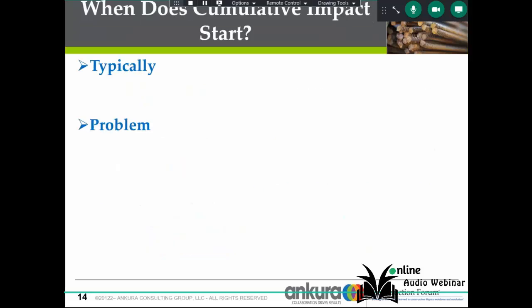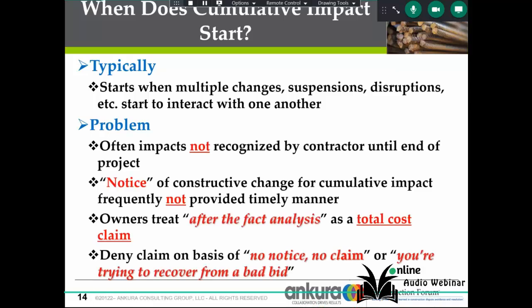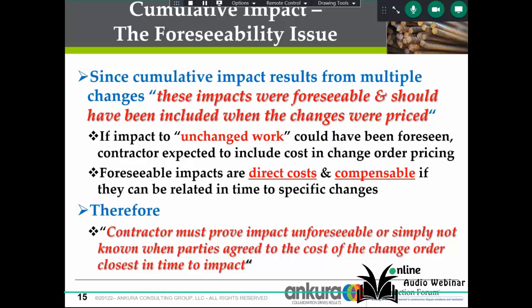When does cumulative impact start? Well, typically it starts on a project when multiple changes, suspensions, disruptions, and things like that start to interact with one another. The problem is often the impacts are not recognized by the contractor. The other part of cumulative impact is the foreseeability issue. Cumulative impact results in multiple changes. A lot of times you hear the argument, these impacts were foreseeable and should have been included when the changes were priced. Therefore, the contractor must prove impact is unforeseeable or simply not known.